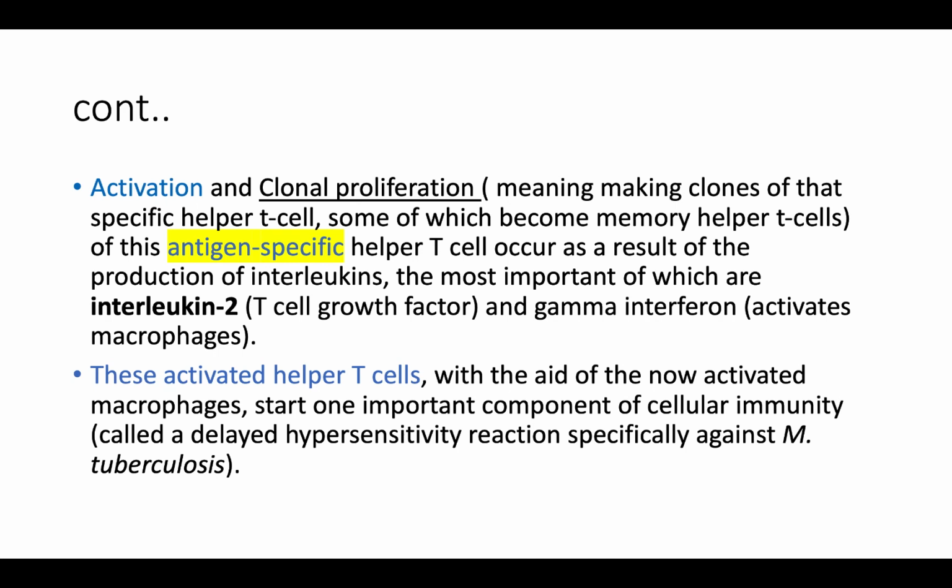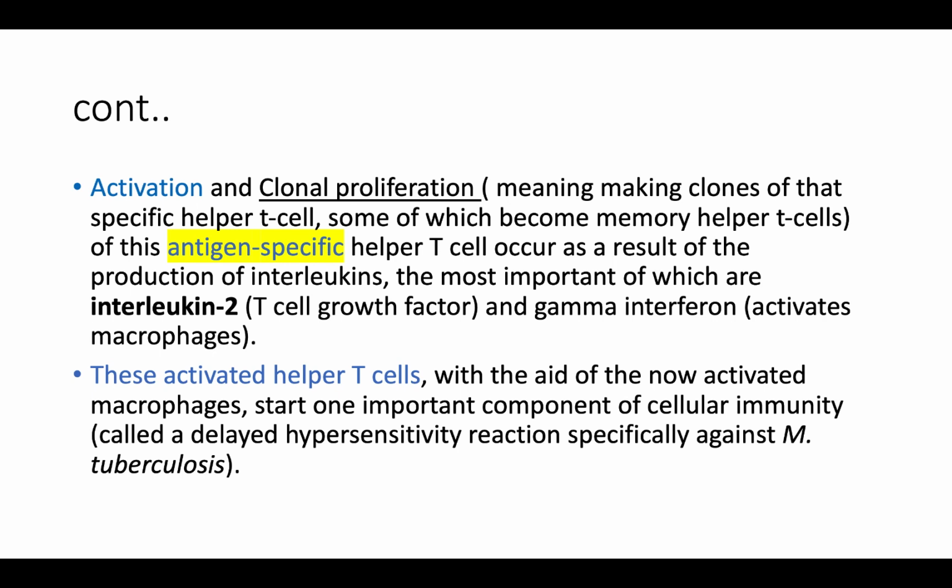So helper T cells occur as a result of the production of interleukins. The most important interleukin, that you should know first and most important, interleukin 2 is the activator of CD4. So CD4 activates itself and the cellular pathway with interleukin 2. These activated helper T cells, with the aid of the now activated macrophages, start one important component of cellular immunity called delayed hypersensitivity reaction, or type 4 hypersensitivity reaction, we will talk about it later, specifically against MTB.